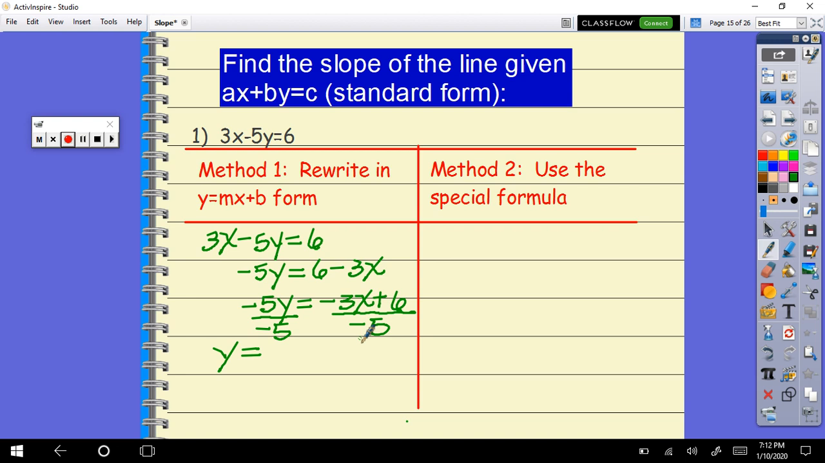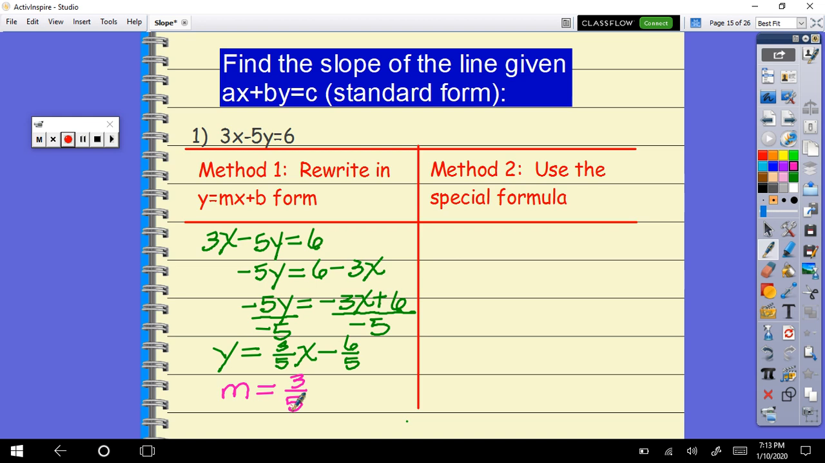And do you remember that you need to separate the two fractions on the right? So I see negative 3 over negative 5. That would be positive 3/5 x. And then I see a positive 6 over a negative 5. Positive over a negative is negative 6/5. Neither 3/5 nor 6/5 reduces, so I'm done. And so now you're ready to answer the slope. I've got it in y equals mx plus b form, so m is 3/5, and I'm done.